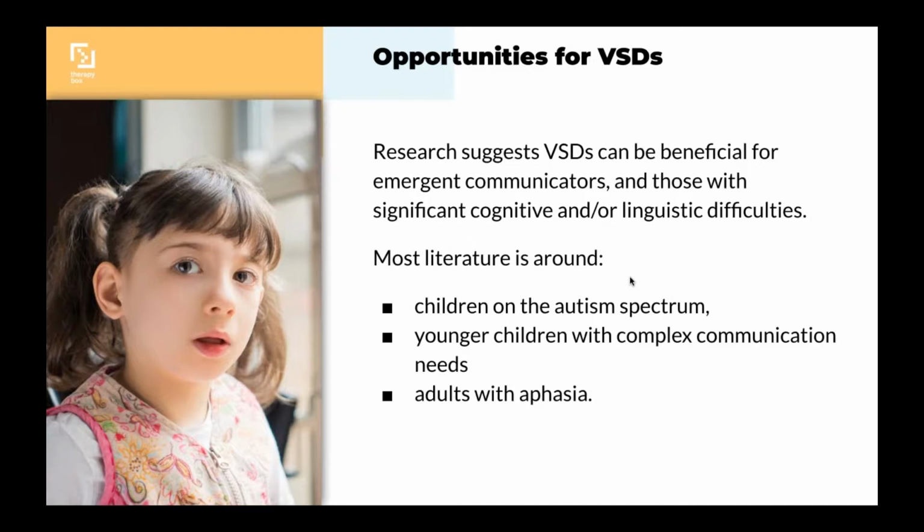Most of the literature in regards to visual scene displays in general is around children on the autism spectrum, and as I said, younger children with more complex communication needs. And there's quite a bit of work around adults with aphasia. In terms of Seen and Heard, there's a little bit of work around it being used by younger adults and adults with learning disabilities in Australia. There's work around it being used by people with primary progressive aphasia as a communication support.